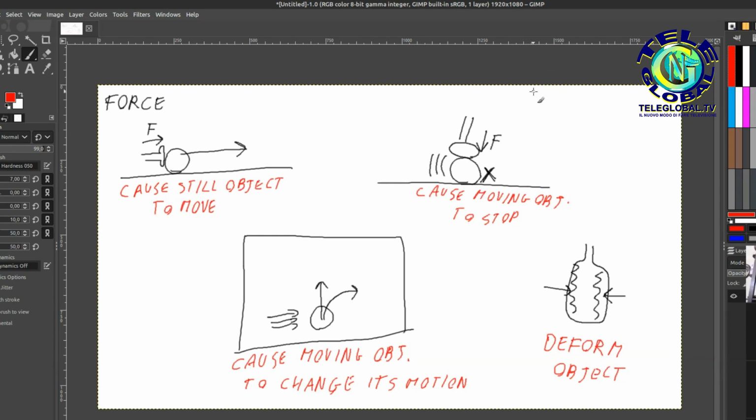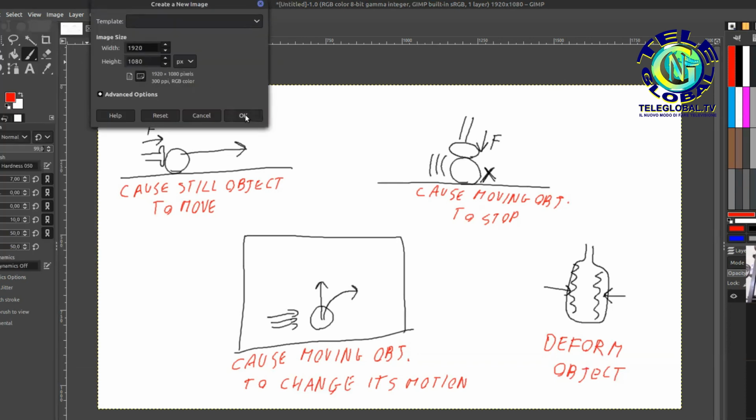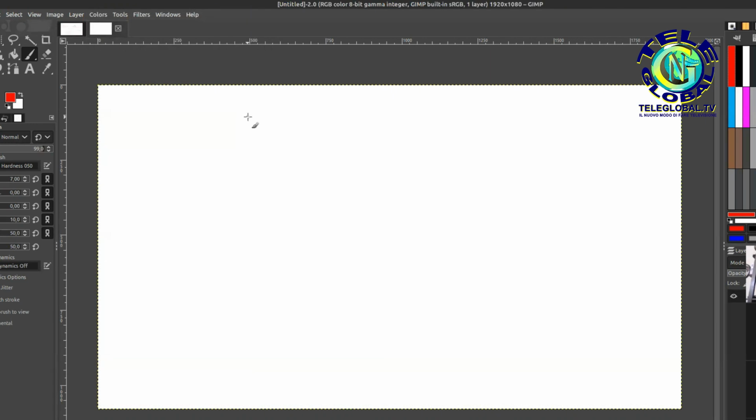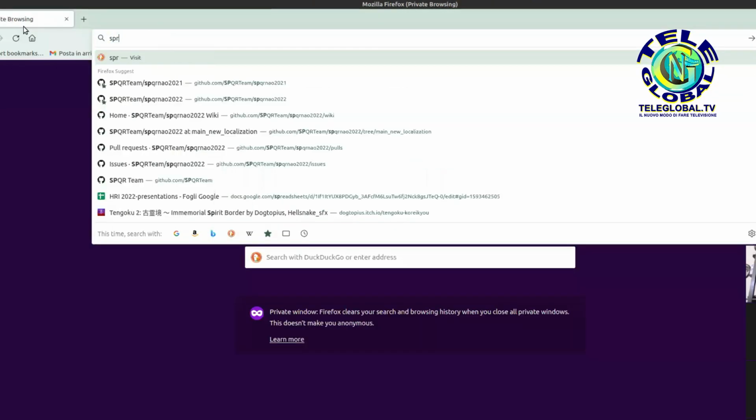So we will be studying motion in a few lectures. Today we're going to focus more on the force effect, the deformation. So have you all seen a spring before?